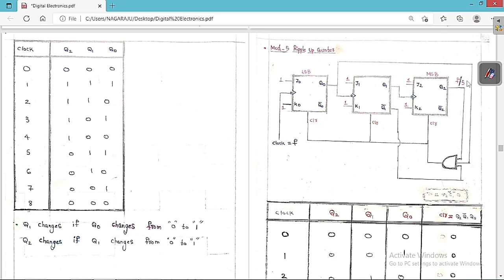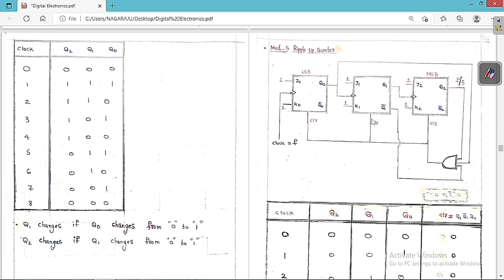I wanted this to be a ripple counter that reads 0, 1, 2, 3, 4. So 0, 1, 2, 3, 4 are nothing but 5 unique states. Whenever the decimal number 5, which is 101, comes, we have to activate the clear signal. Whenever the clear signal is activated, all these outputs are going to become 0. Again it is going to read from 0.